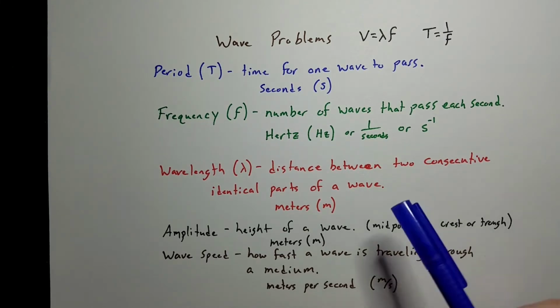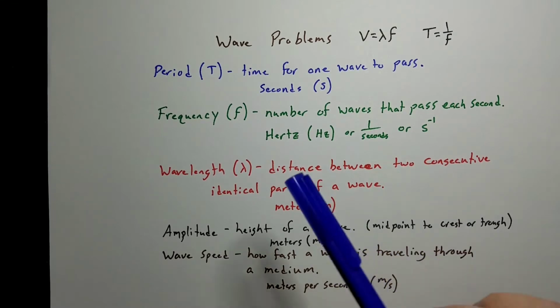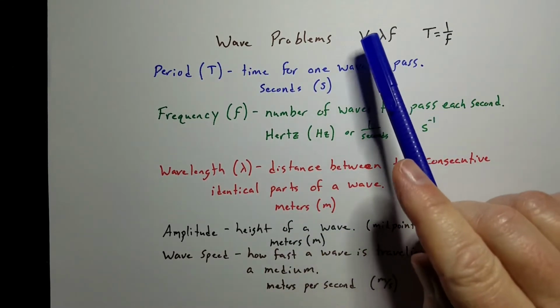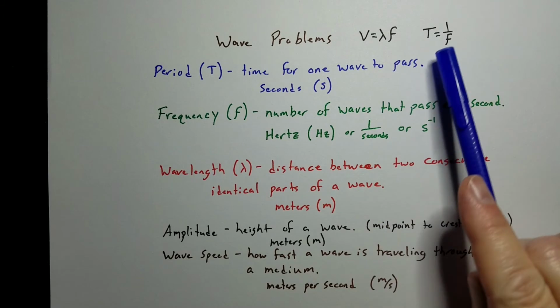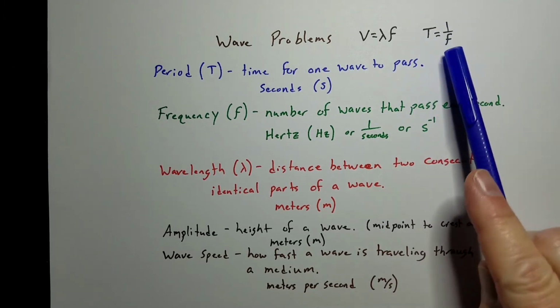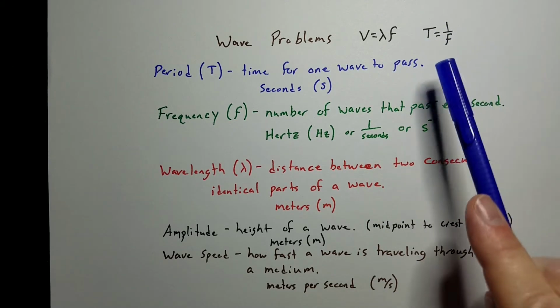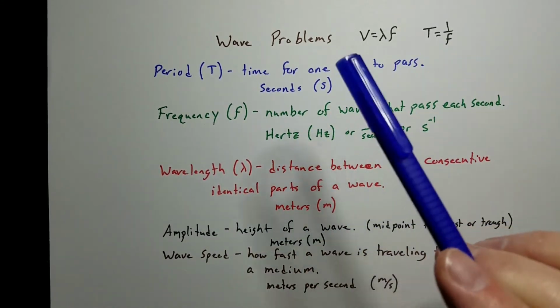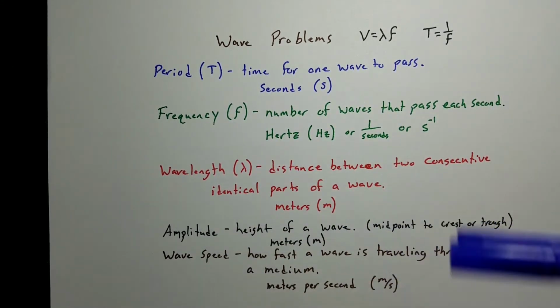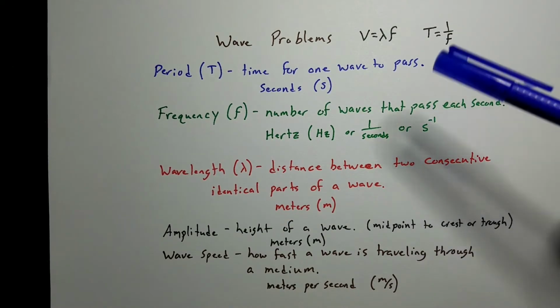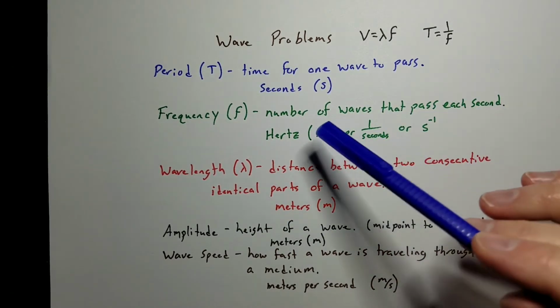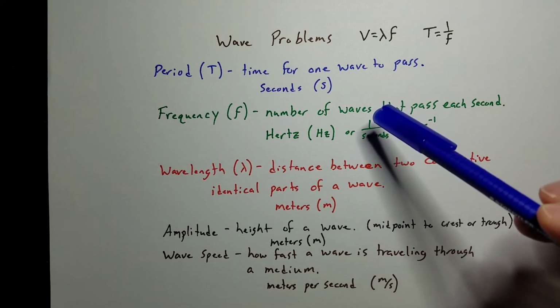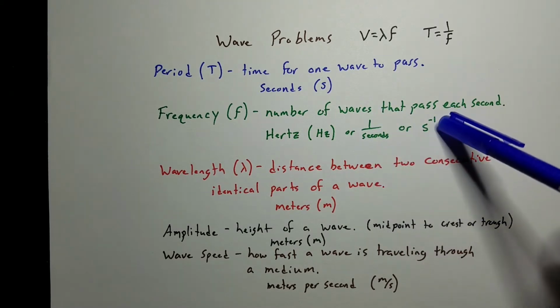And before we get into it, we really have just two equations that we're going to focus on today. Velocity equals wavelength times frequency, and period is the inverse of frequency. Period is the time for one wave to pass in seconds. Frequency is how many waves pass every second, and we can call it hertz, 1/seconds, or inverse seconds.